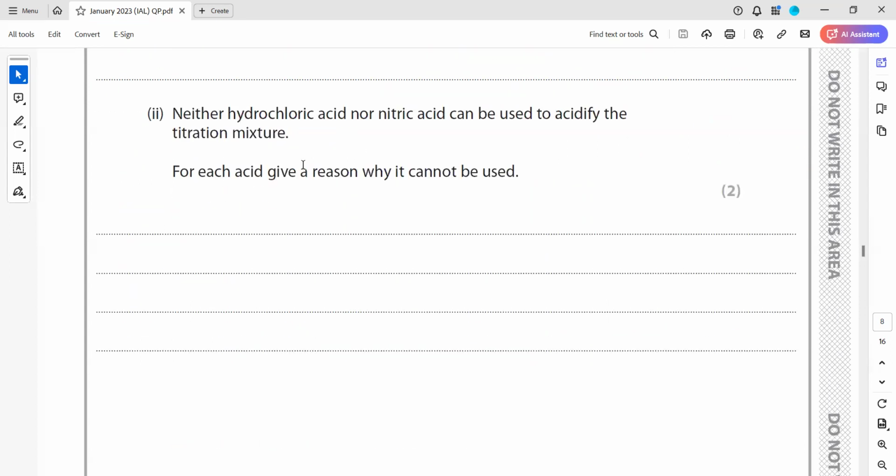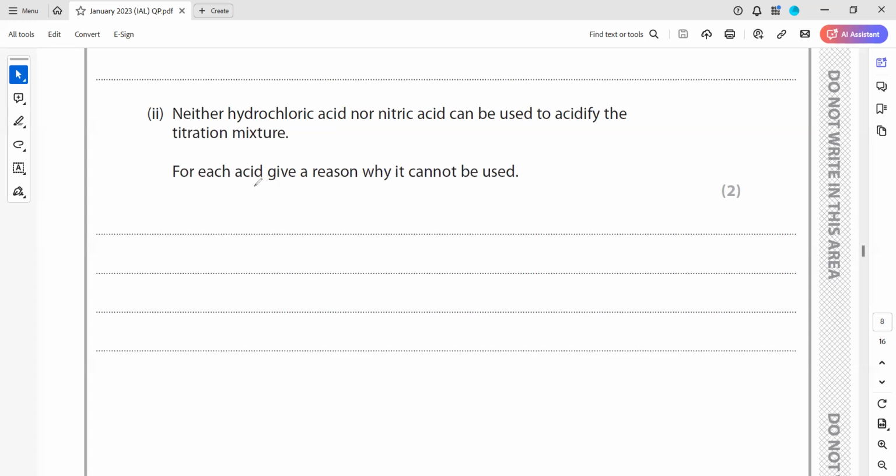Neither hydrochloric acid nor nitric acid can be used for this titration. Give a reason why it cannot be used. So whenever we are doing this titration, we don't use the nitric acid or the hydrochloric acid. So what might be the reason for that?